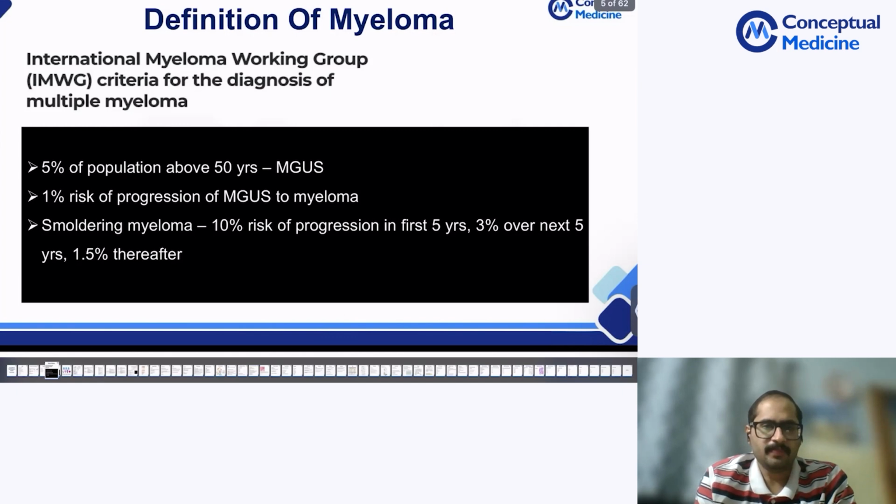We know that 5% of the population above 50 years of age are more prone to having MGUS. The risk of progression of MGUS to active multiple myeloma is 1% per year. And when it comes to smoldering myeloma, there is a 10% risk of progression to multiple myeloma in the first 5 years, followed by 3% over the next 5 years, and 1.5% thereafter. So what is the importance? In the first 10 years, there is a high risk of progression of smoldering multiple myeloma to active multiple myeloma. After that, it behaves like an MGUS pattern of 1.5%.